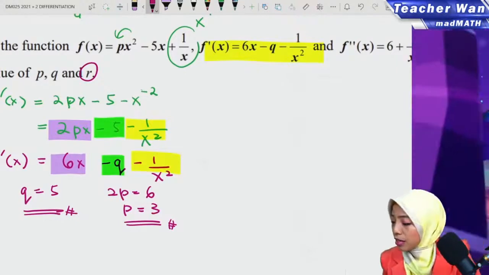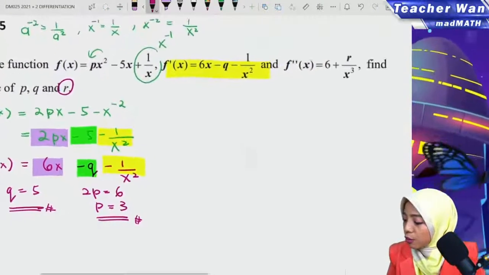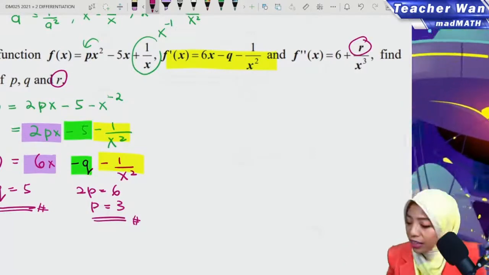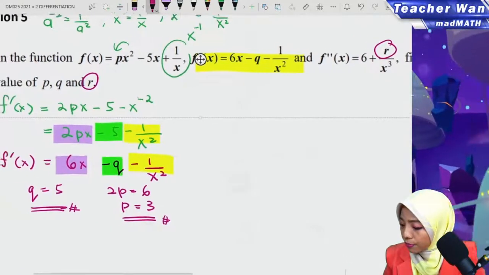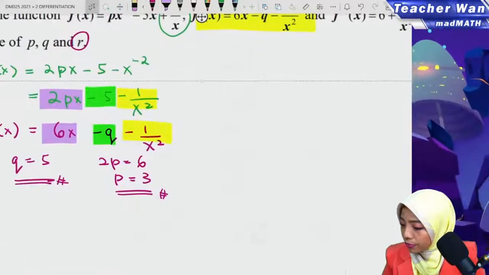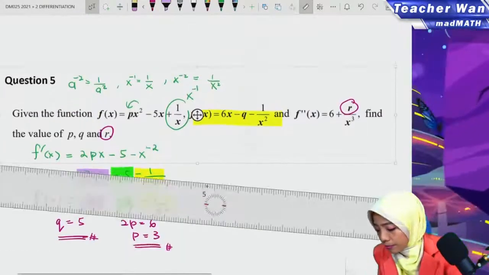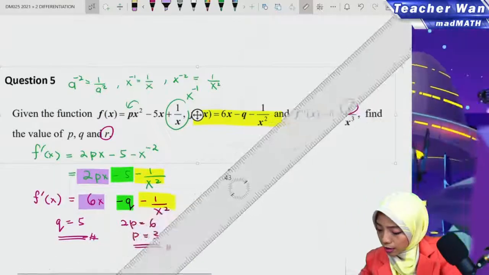Okay, so in order to find that, we have to do the second derivative because R is in the second derivative. So let's do it here. Okay, rotate.